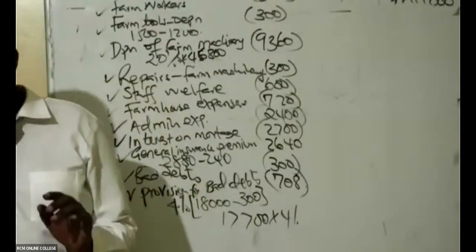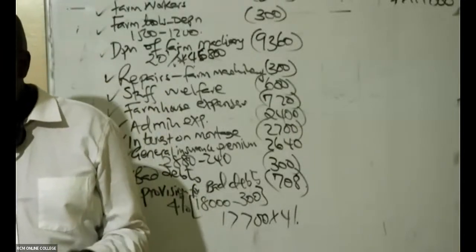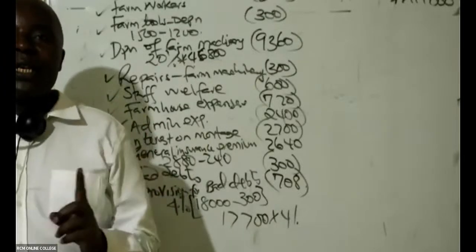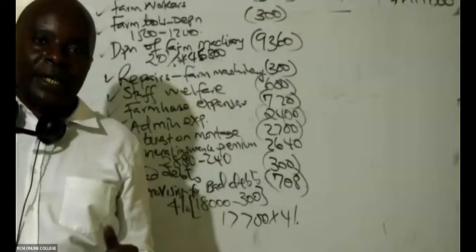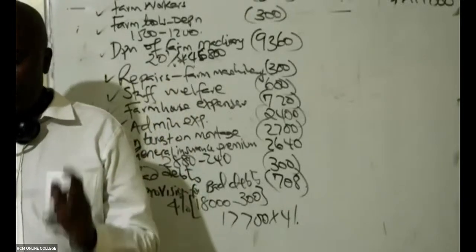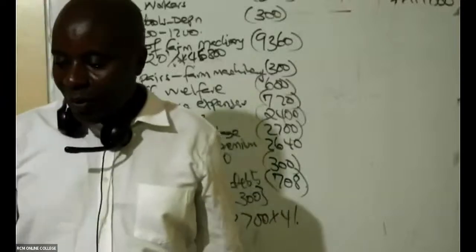So allowance for doubtful debts, many students are not able really to get this because they forget the netting off effect. They forget the netting off of any specific bad debts written off. They normally forget that.